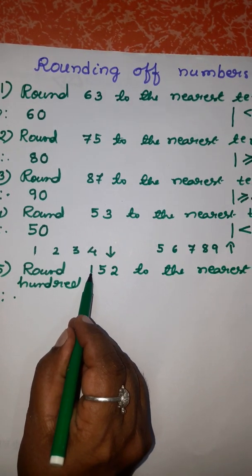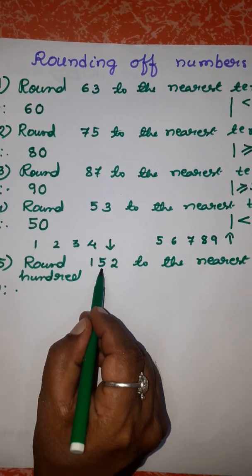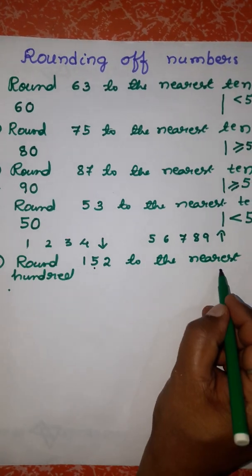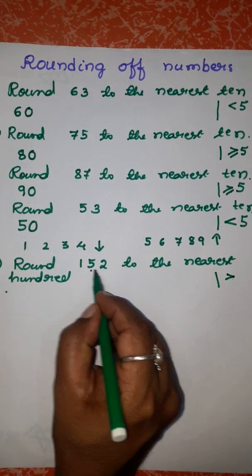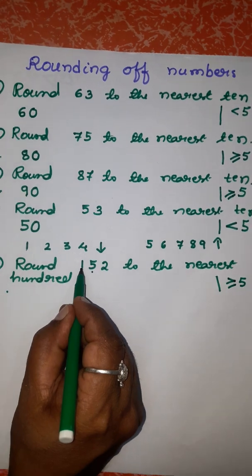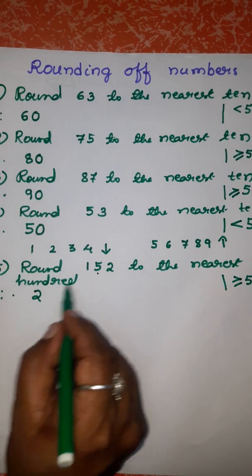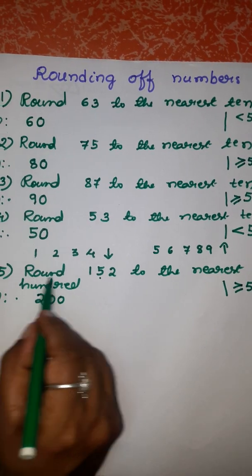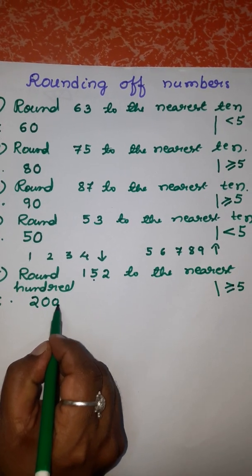In hundreds place we have 1 and the place previous to hundreds place is tens place. Now we have to focus on tens place. The tens place is equal to 5. If a number is equal to or more than 5, what do we have to do? We have to add 1 to hundreds place. 1 plus 1 is 2 and make this as 0 and this as 0. So the rounded off value of 152 to the nearest 100 is 200.